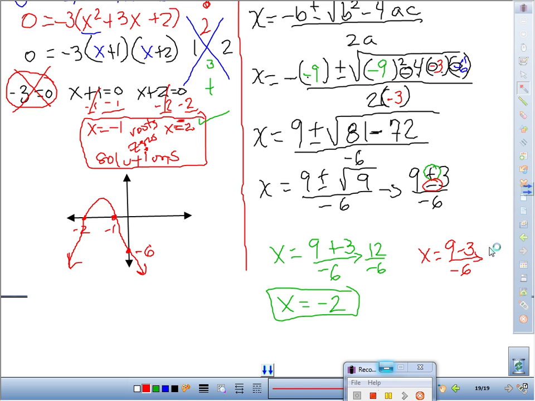Let me simplify this one. What is 9 minus 3? 6 divided by -6. What is 6 divided by -6? -1. Did we get that on our first one also? Yes. These are our roots. They're also called zeros since we already graphed it. It's right there. Copy that, please.